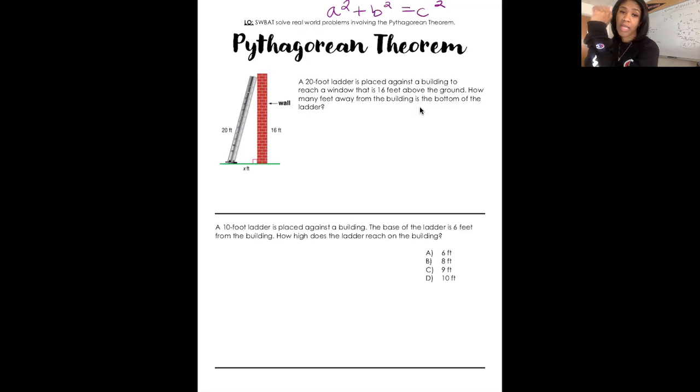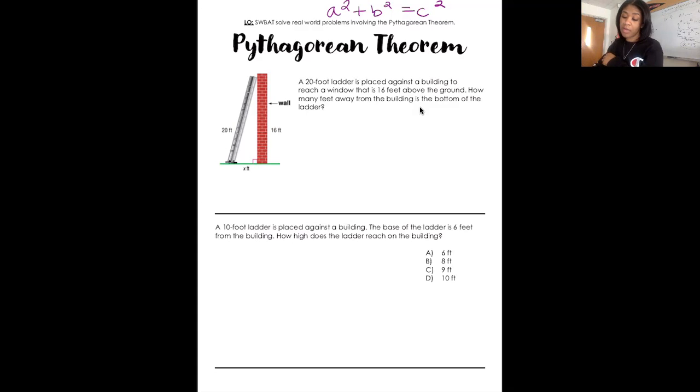On this first one, they gave us a diagram, but let's read. It says a 20-foot ladder is placed against the building to reach a window that is 16 feet above the ground. How many feet away from the building is the bottom of the ladder? All right, so like I said, they gave us a diagram, but let's talk about the diagram because next time we're going to have to draw it.